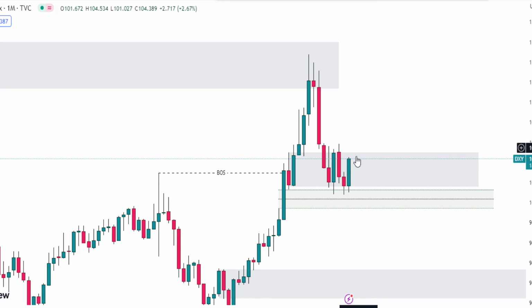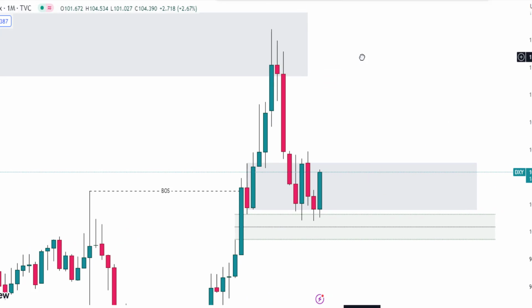So let's focus on what is happening right here. From here, we see price trading right up to this place and then traded into this volume imbalance. Let me show you. I've shown you this time and again. This is a volume imbalance.